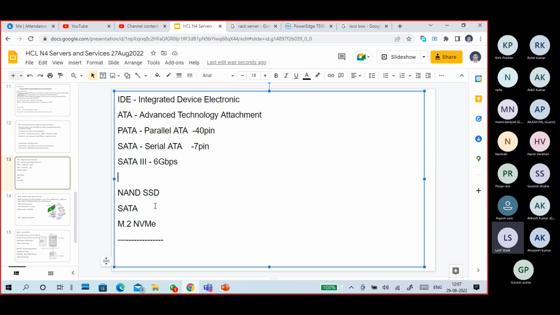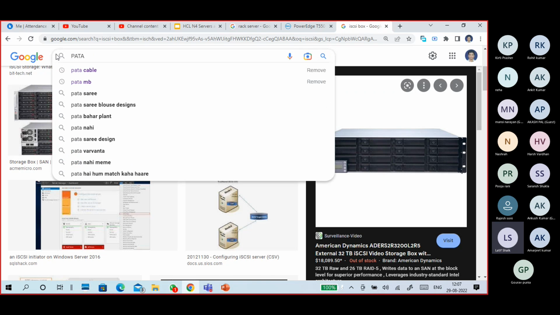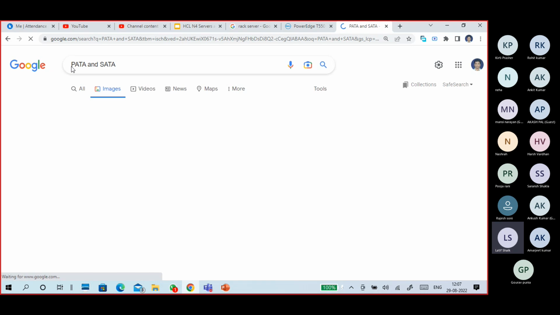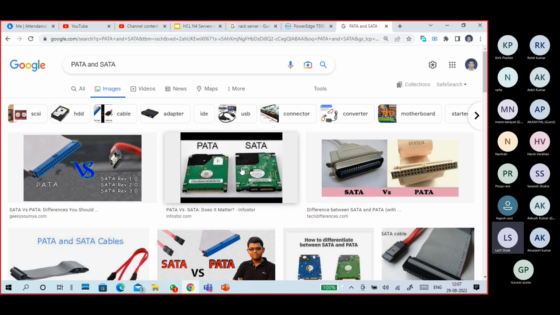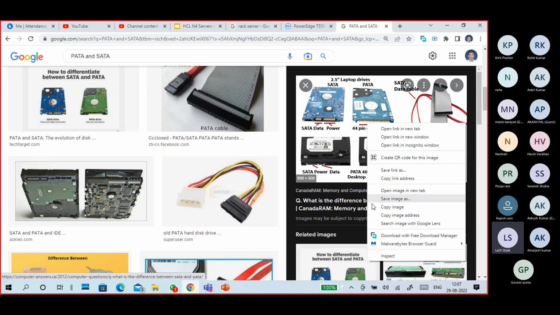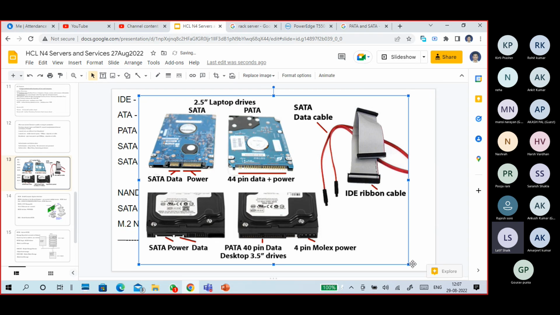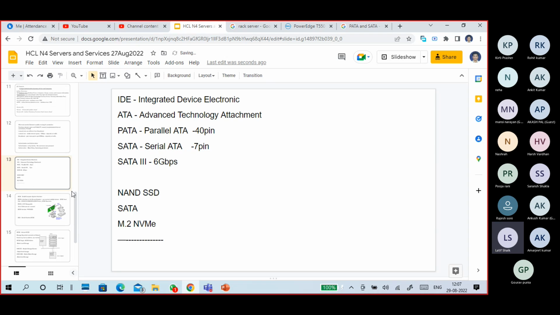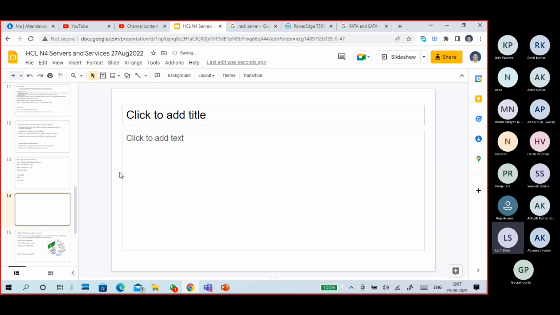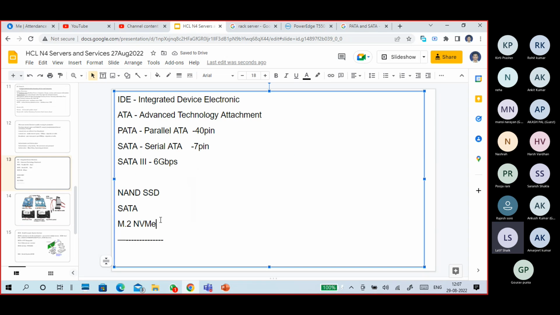I already showed how SATA and PATA storages are there. I will share some PPTs about storage, so then you will be able to understand the SATA and PATA differences. It is a very big one, no problem. So we'll cut it and put it here, so then it is quite easy, right? Also try to find the SATA interface and NVMe interfaces. It is also a storage disk here.